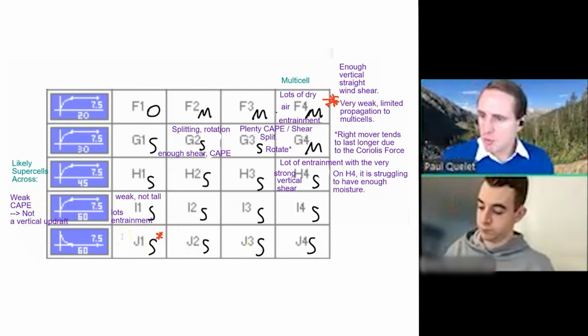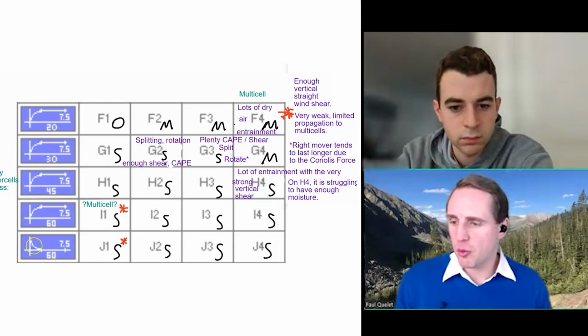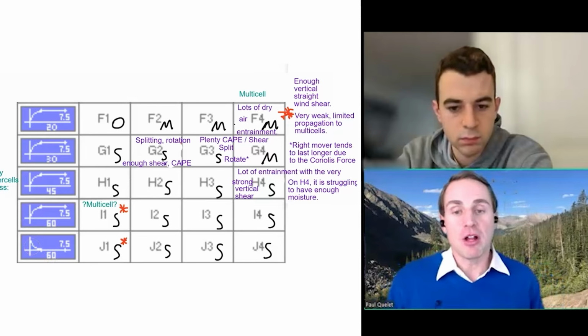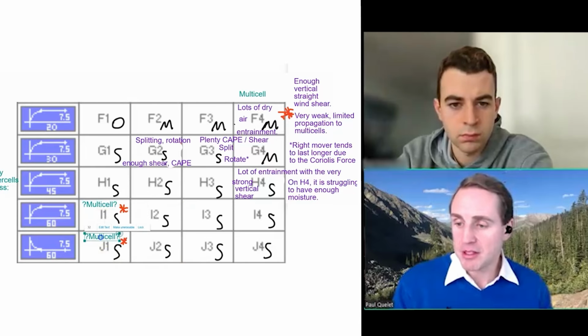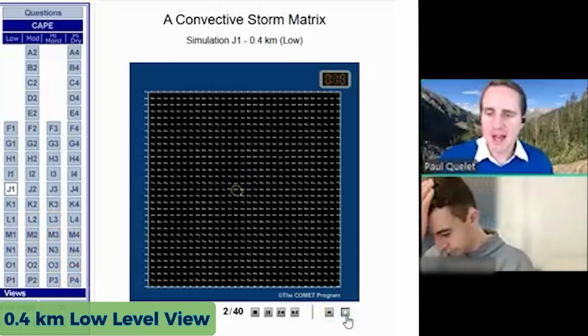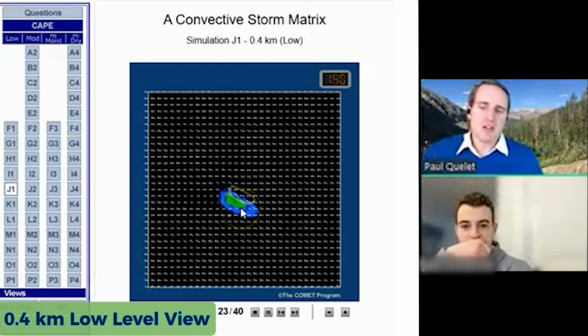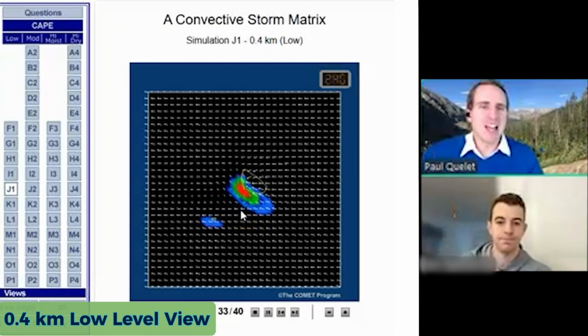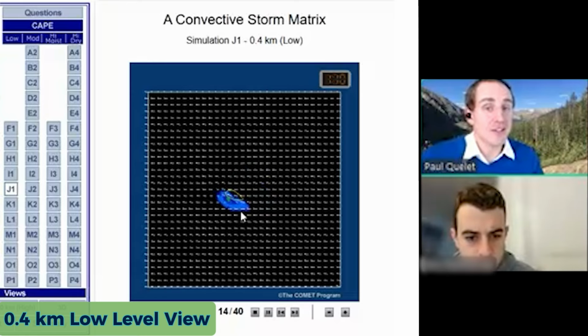Then we've got to do J1. The J row has 60 for the vertical wind shear, but it looks like we're going to rotate counterclockwise as opposed to clockwise with the hodograph. So I'd say maybe multicell, but it's hard to say. Look at that. This is an interesting situation. You see this supercell? It's actually rotating. This is like the left mover. So this time the left mover is slightly favored.